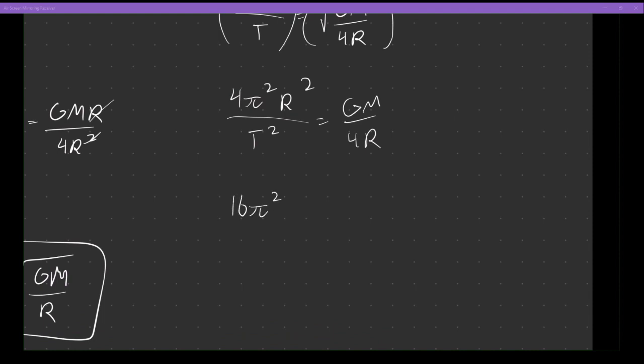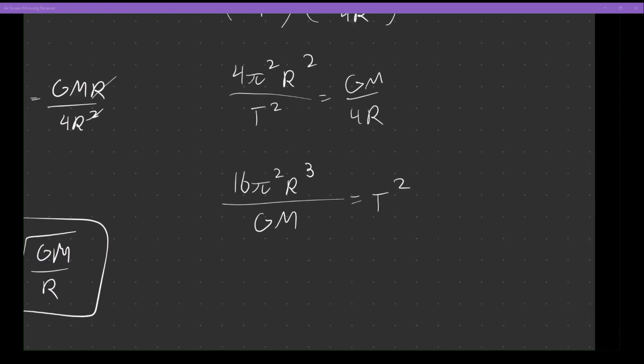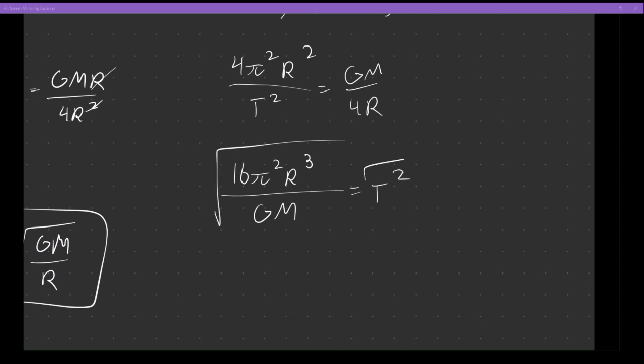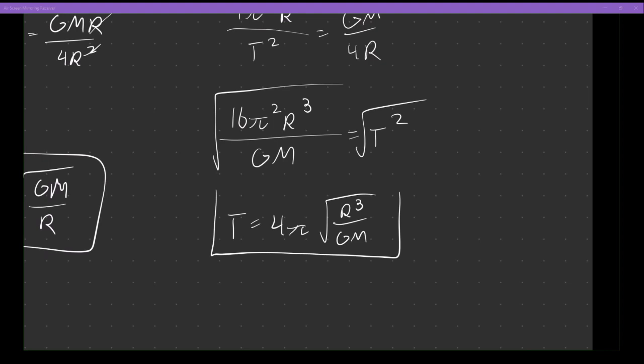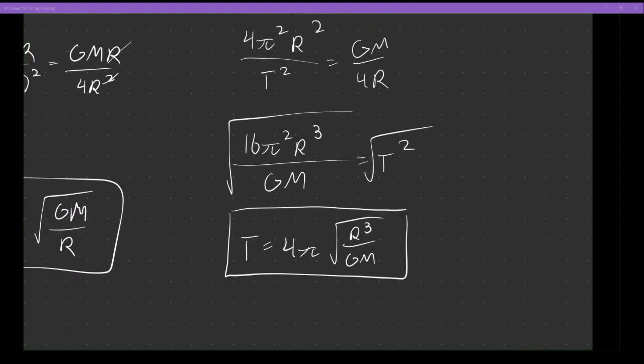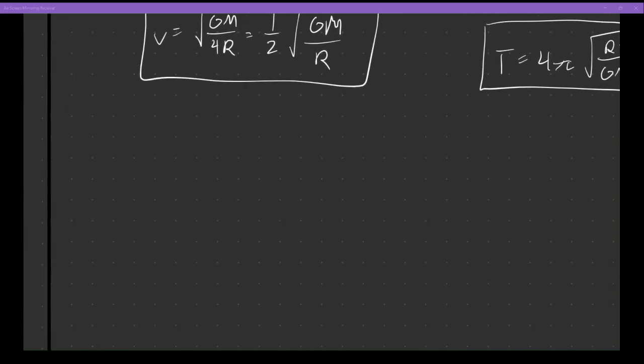And so now I can isolate for T squared. I'm going to move the 4r up, so it's just 16 pi squared r cubed over GM, because I moved that down, and I move the T squared to the other side like this. I take the square root of both sides, so I get that T is equal to 4 pi radical r cubed over GM. That's part B.